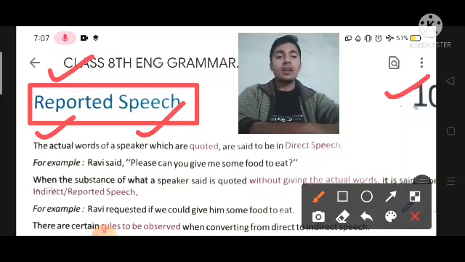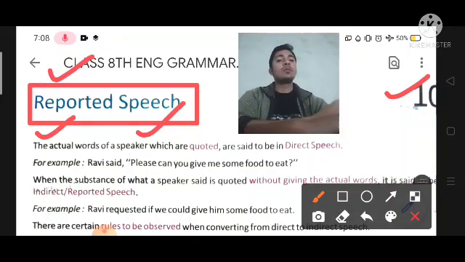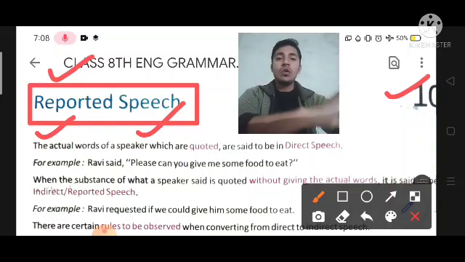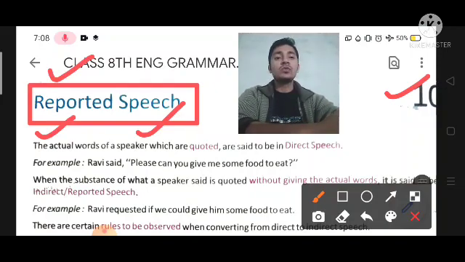So in this way we can understand that reported means something that you are reporting to anybody through sentences, and speech means that you speak. Whenever you speak a report to anybody, that is called reported speech. Reported speech means anything that you are reporting to anybody through any statement, that is called reported speech.